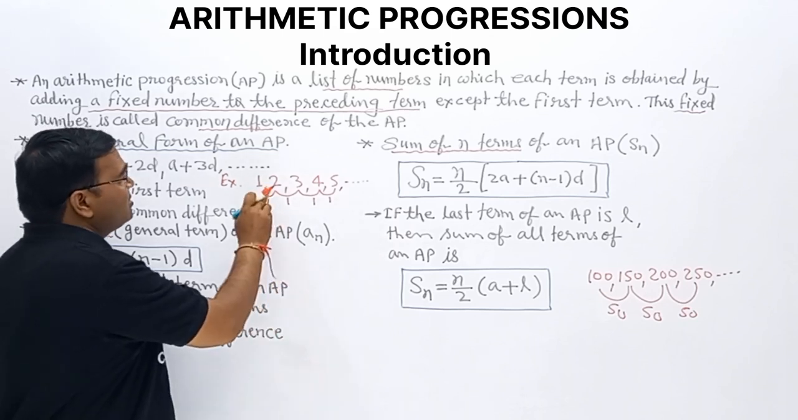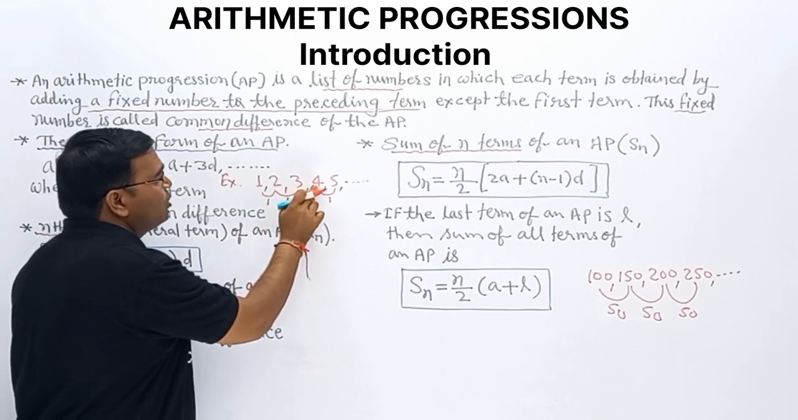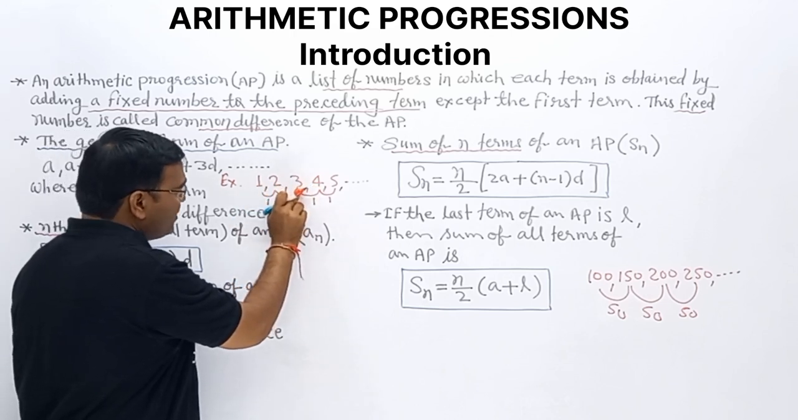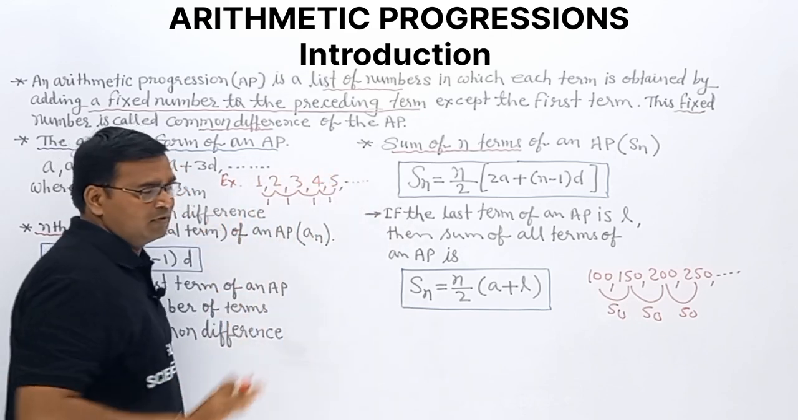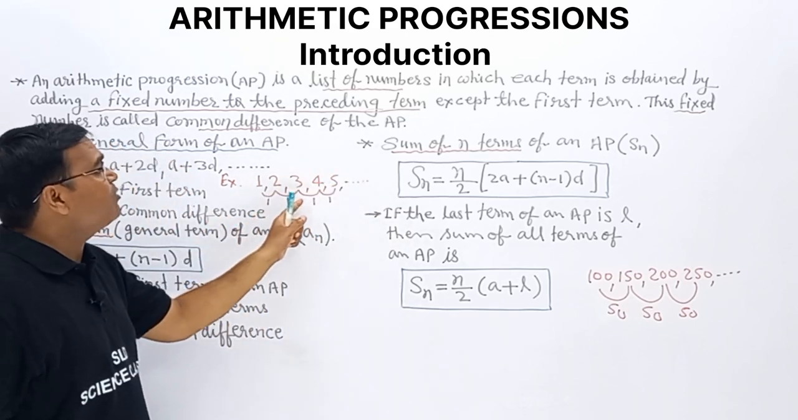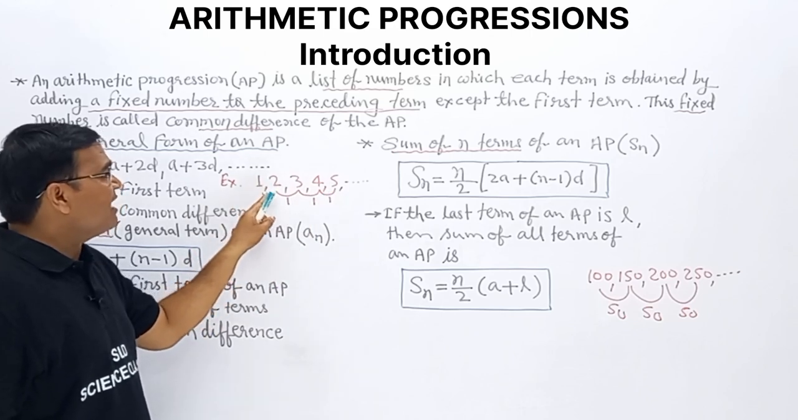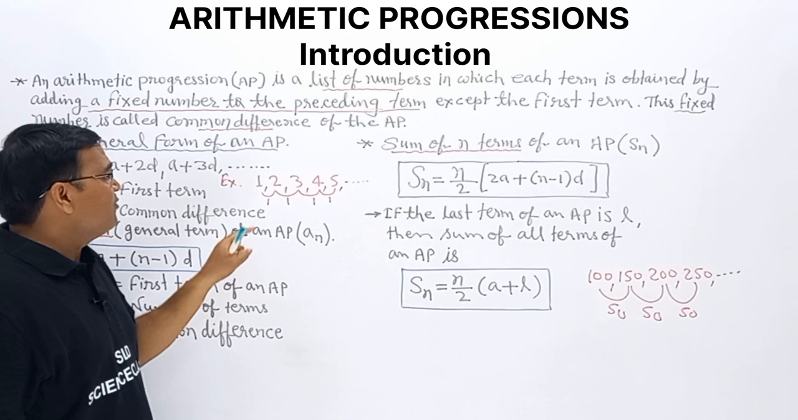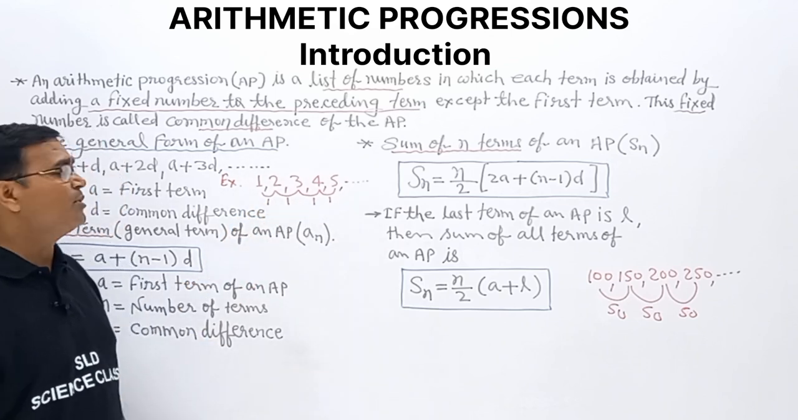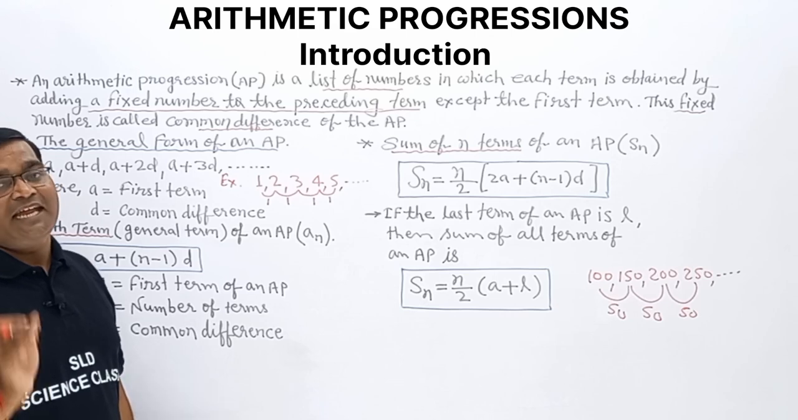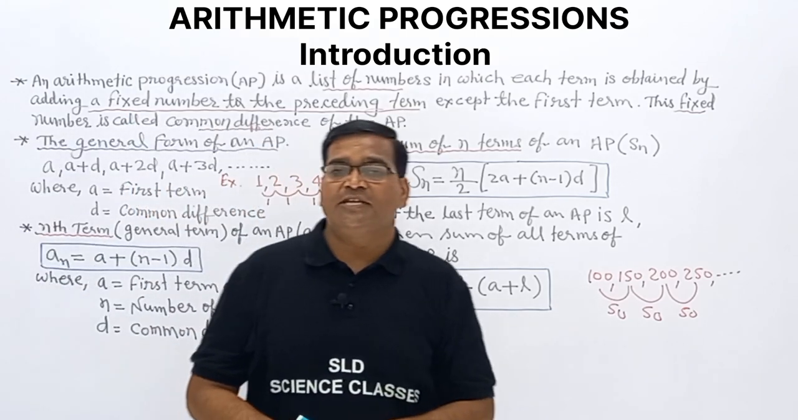Clear? Normally, how can we find whether it is an AP or not? We will subtract the second minus first term, third minus second term, fourth minus third term, fifth minus fourth term and so on. If we are getting the same difference, that is called the common difference. If we are getting the same, then we can say the given sequence or list of numbers will be in AP. So this is the basic meaning of arithmetic progressions.